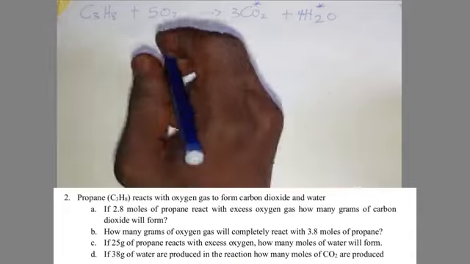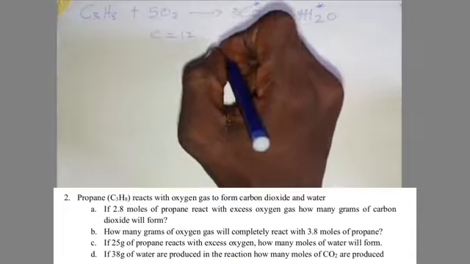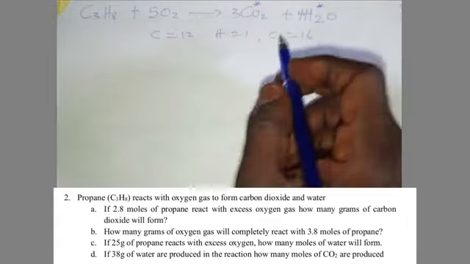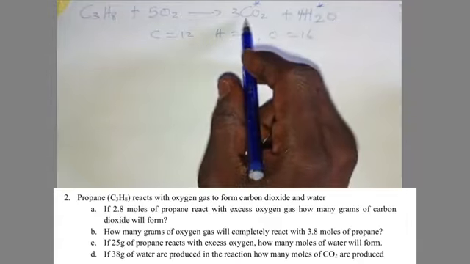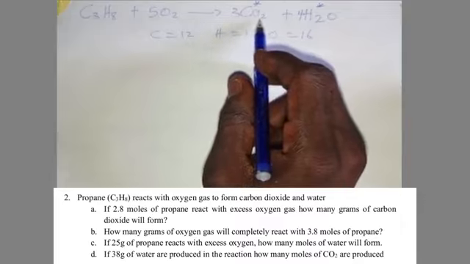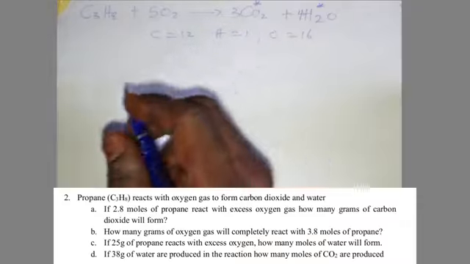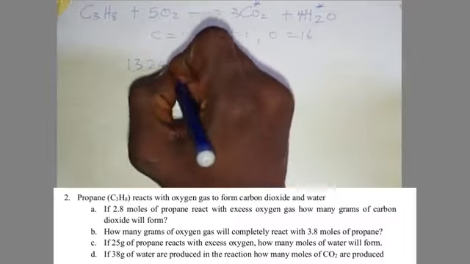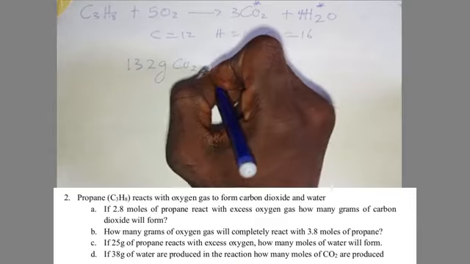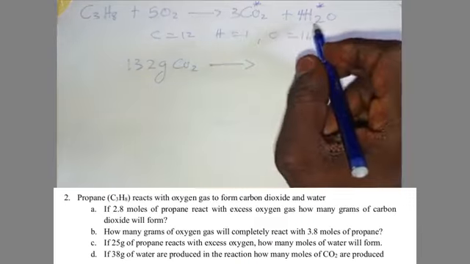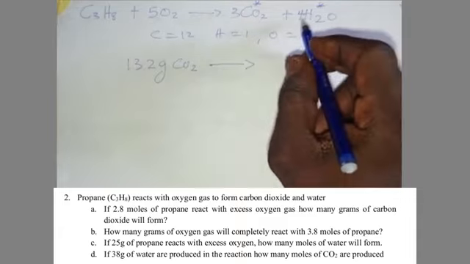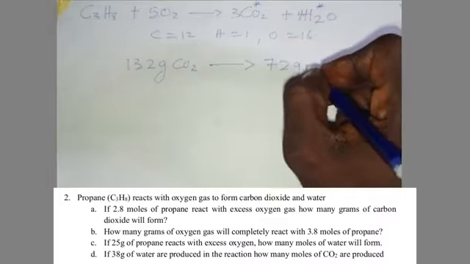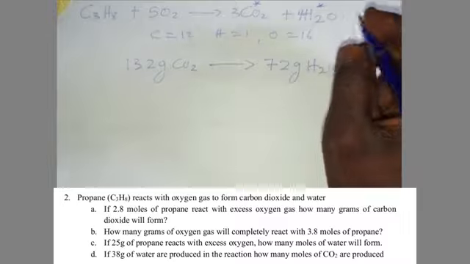We know that carbon is 12, hydrogen is equal to 1, and oxygen is equal to 16. So we have that carbon is 12, so 12 plus 32 gives us 44. 3 times 44 is about 132. So from the balanced equation, we have that 132 grams of carbon dioxide will always be produced alongside water. Water is 18, we know that one. So 4 times 18 is 72. We produce alongside 72 grams of water according to the balanced equation.